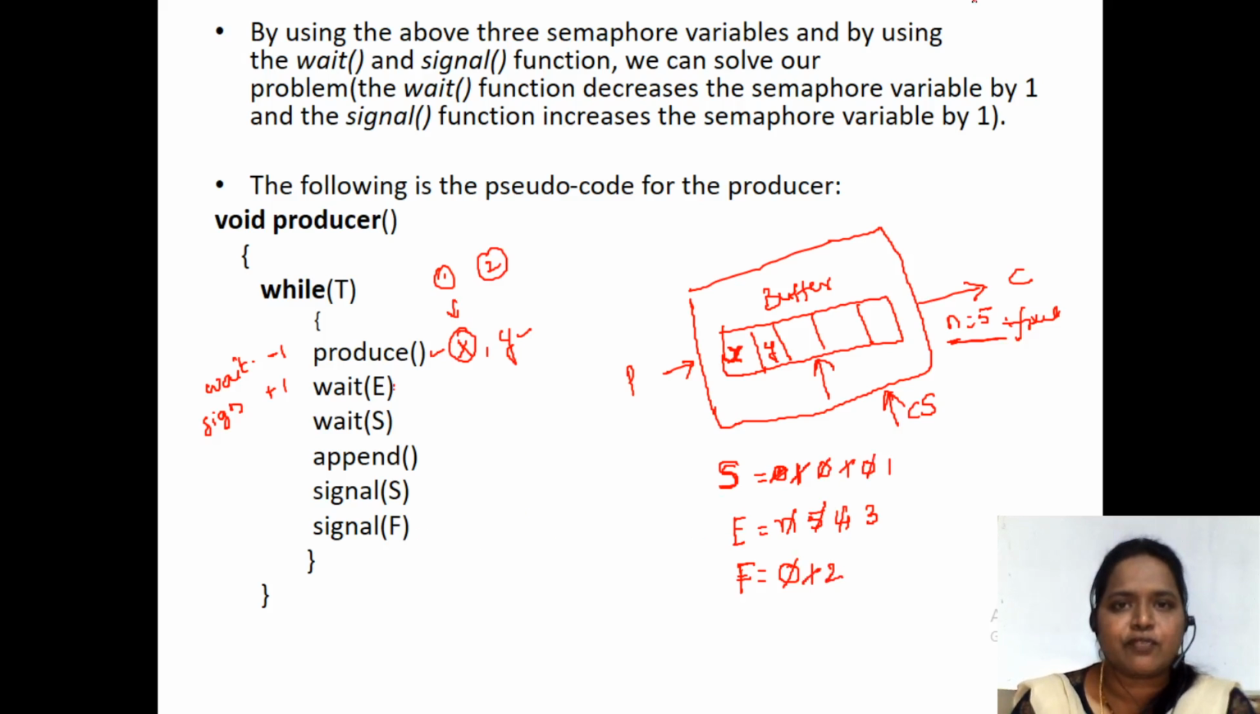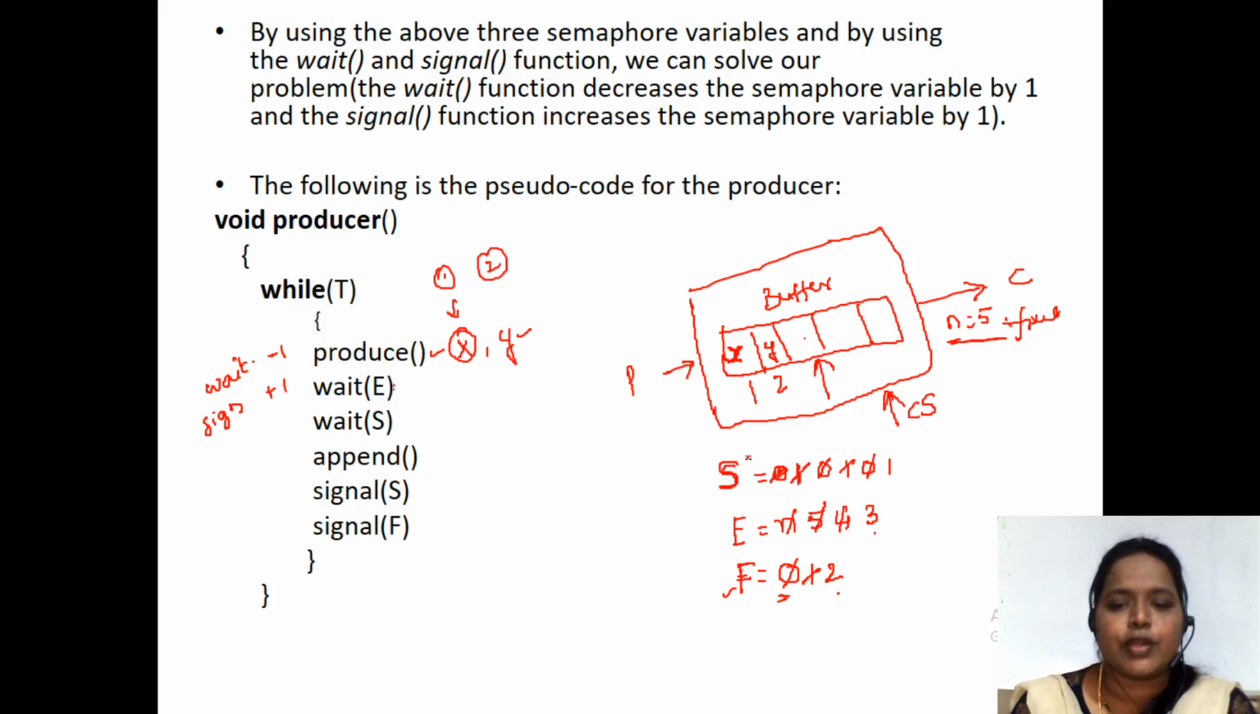Why? Because if you observe, initially the full is 0. Now we have produced how many items? 1 and 2 items. Now the full will show 2 items. And how many empty slots are there? 1, 2, 3 empty slots are there. Here how many empty slots is it showing? 3 empty slots it is showing, right? So this is how we produce an item.